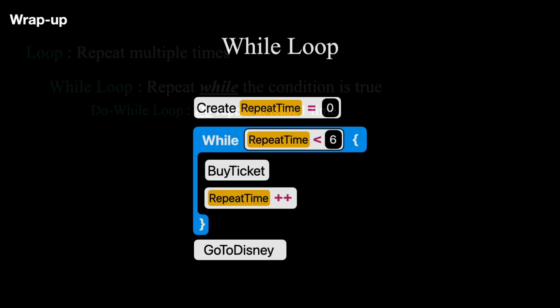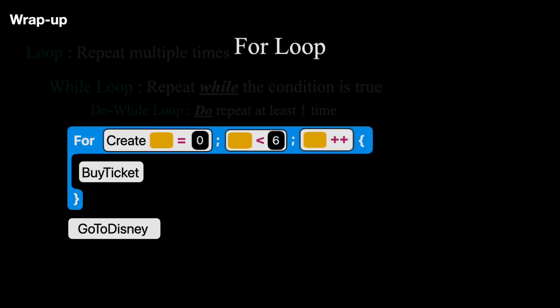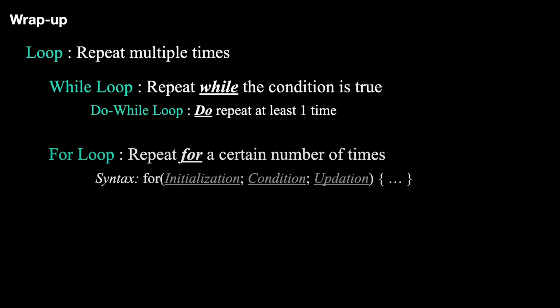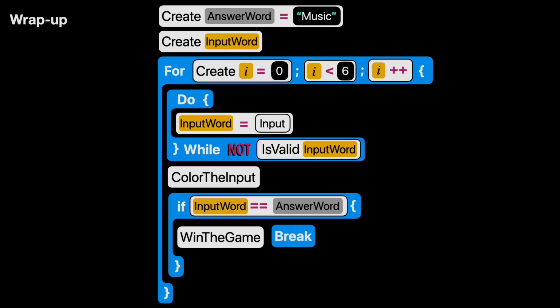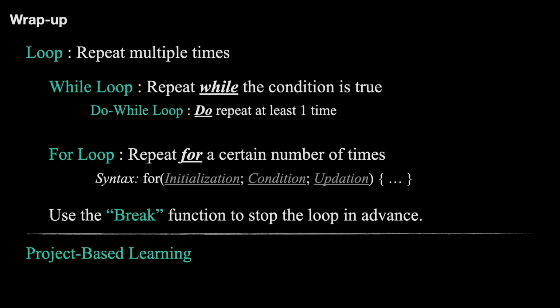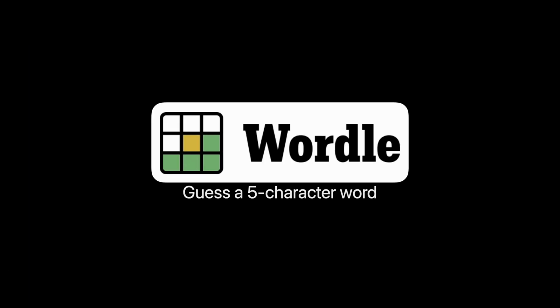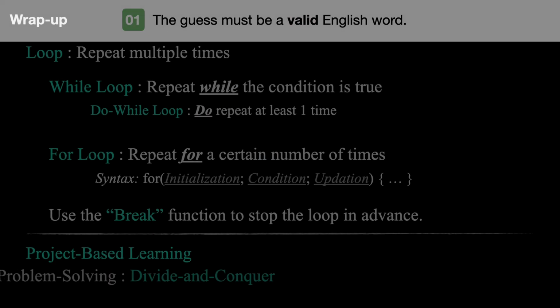And if we have a specific number of iterations in mind, we can use the for loop with initialization, condition, and updation functions. One important thing to remember is that we can use the break statement to exit the loop earlier if needed. Now let's talk about something else that's equally important. Creating projects is a fantastic way to reinforce our learning and gain new skills. And breaking down a big problem into smaller, manageable parts makes it much easier to solve.